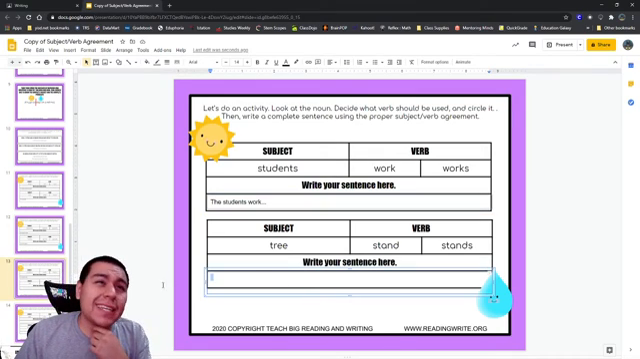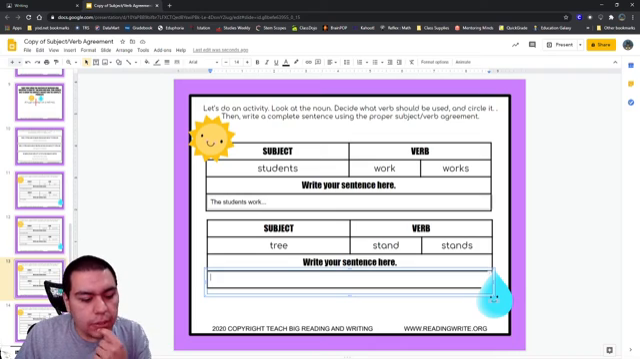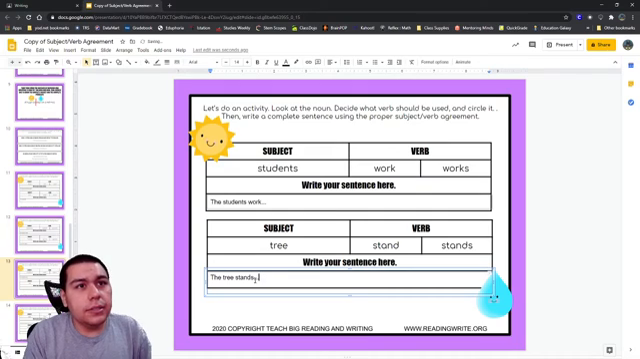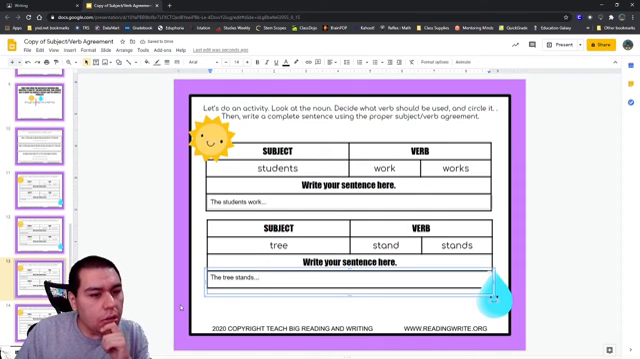All right, what about my second sentence? My subject should be tree, and then I need either the verb stand or stands. Alexa, what do you think? The tree stands straight and tall. Ooh, I like it. The tree stands straight and tall. How else could I finish that sentence? The tree stands what?